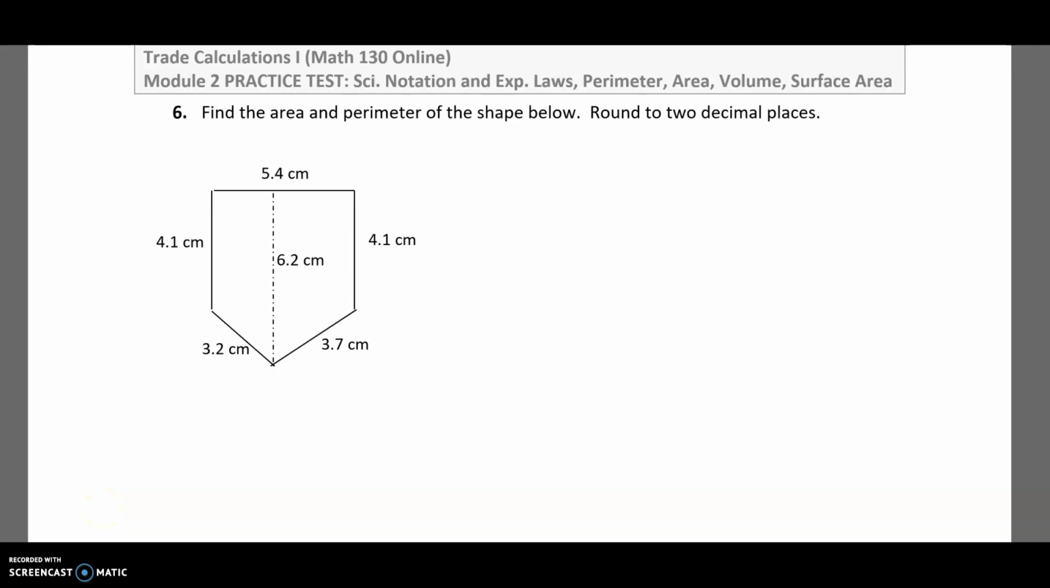This video will take you through the solutions to the third page of the Module 2 practice test. In this question, we're asked to find the area and perimeter of the shape below. We're going to round any of our final answers to 2 decimal places.